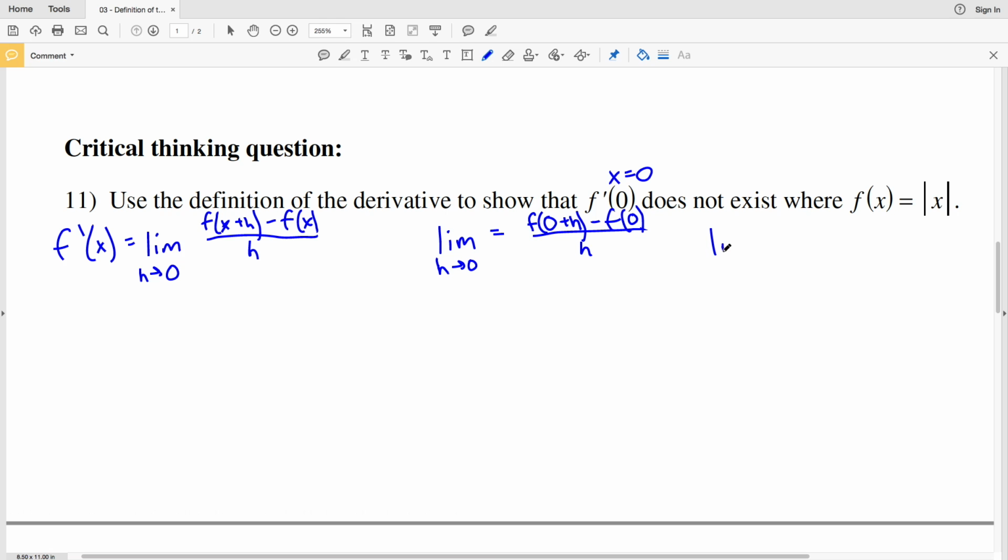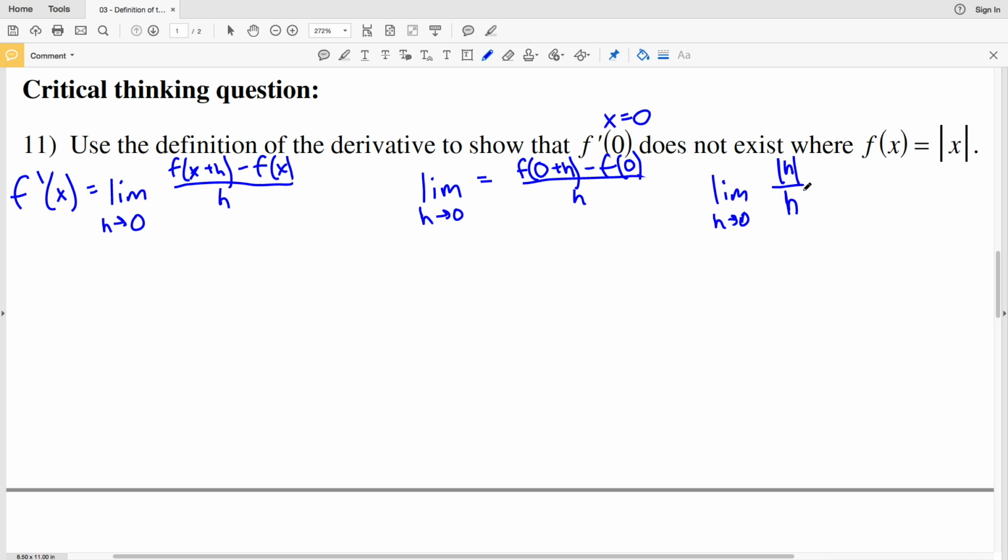So that's going to be the limit as h approaches 0 of f of 0 plus h is going to be the absolute value of h, because 0 plus h is h, and then we're subtracting f of 0, the absolute value of 0, and that's all over h. But notice that when we're subtracting the absolute value of 0, that's just 0. So we're going to have the absolute value of h over h, and we're finding the limit of this as h approaches 0, which is technically undefined, because we cannot have a 0 in the denominator.